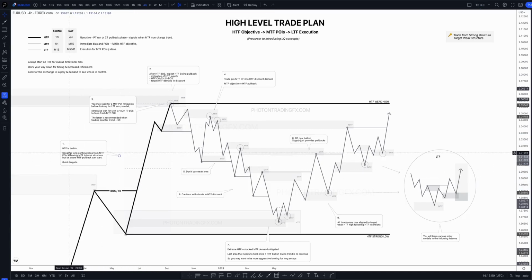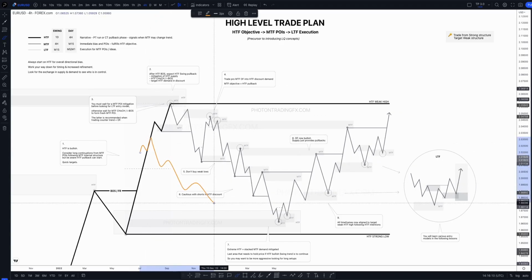But like I said here, when the higher time frame is bullish, you can consider taking those long continuations from your medium time frame POIs, so your M15 POIs, following the M15 internal structure, okay? But being aware that at any moment, that M15 internal structure or swing structure could switch bearish, and we could have that deeper 4-hour pullback, okay? So you want to have quick targets.